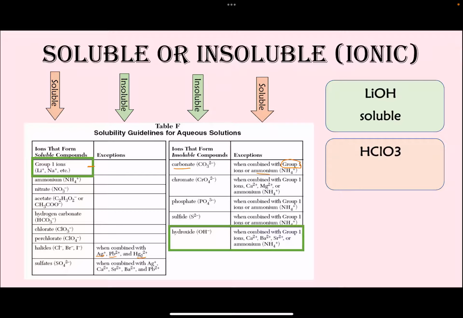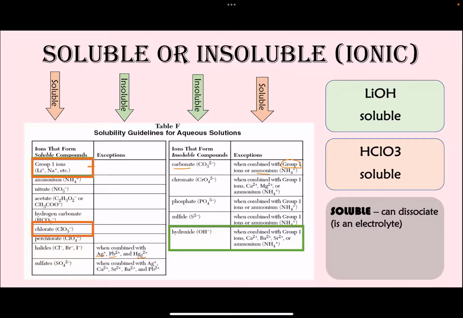Here's another example. We have hydrogen perchlorate. Sorry, this was just chlorate. So for chlorate, our table says that it is soluble always, and there are no exceptions. And hydrogen is a group 1 ion, so those are also always soluble. So this one is going to be soluble.